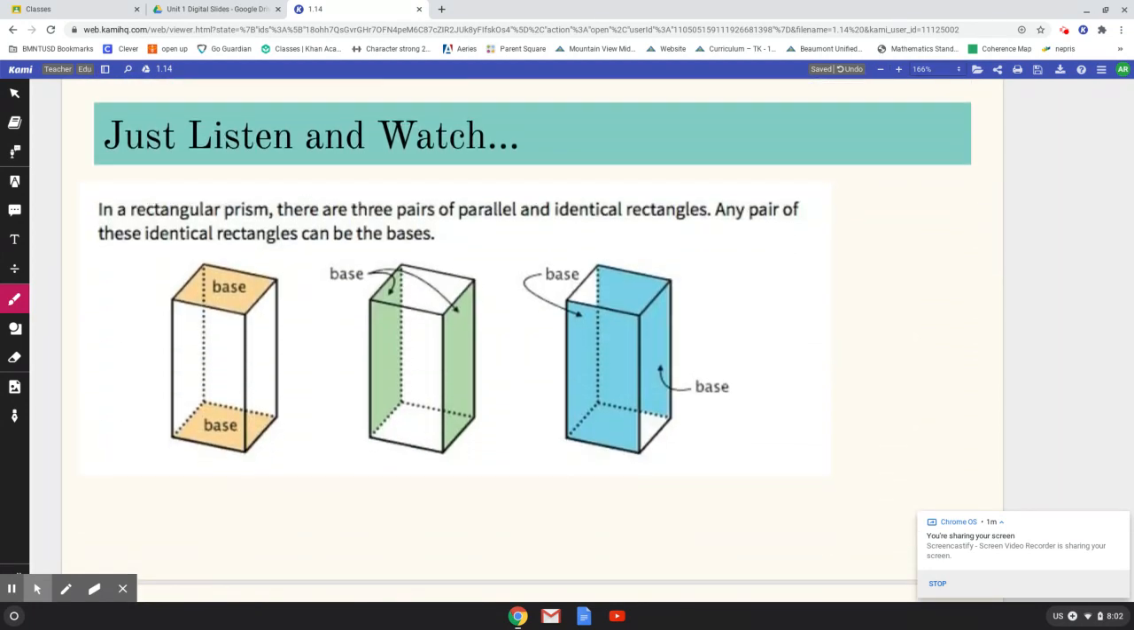And then the rectangular prism, which is what we've been dealing with the most, there are three pairs of parallel and identical rectangles. Then it says any pair of these identical rectangles can be the base. So these kind of orangish, that can be a base. The greenish color, that side can be a base. Or kind of the front of it and the back, that blue, that can also be a base.